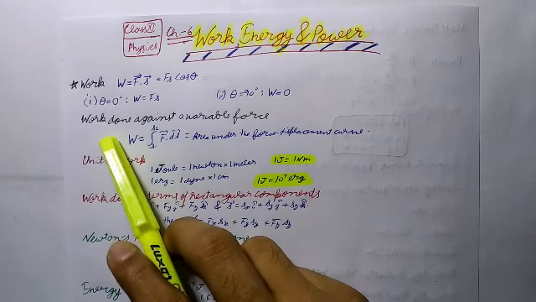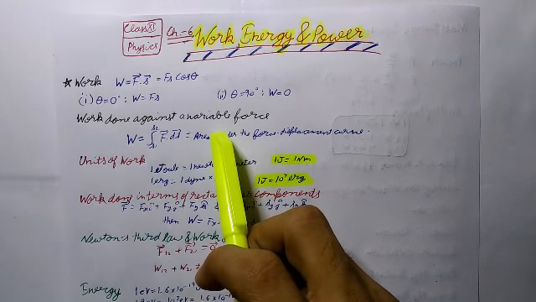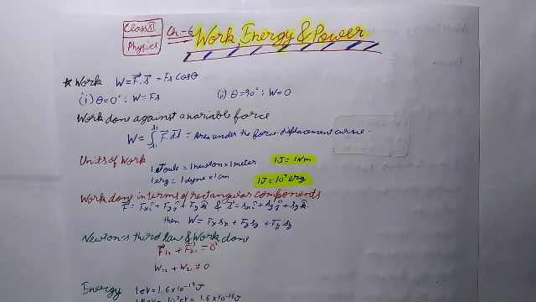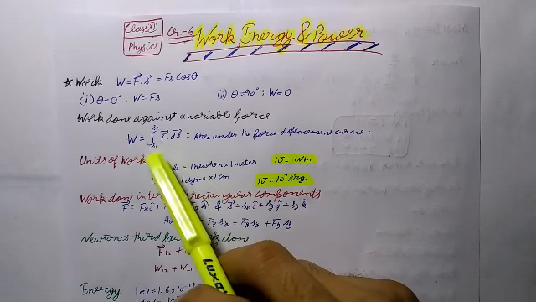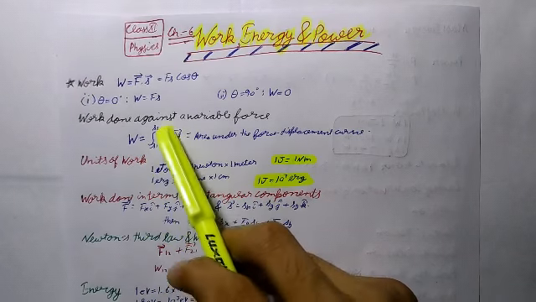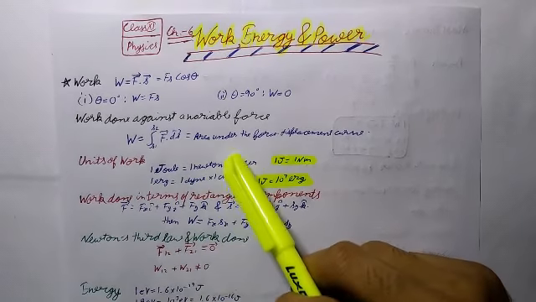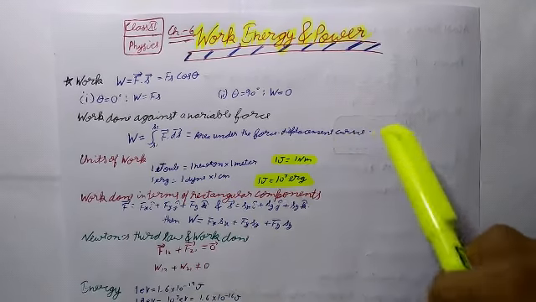And now let's understand work done against a variable force. The work done by a variable force F in changing the displacement from S1 to S2 will be equal to the integration of F dot ds, with limits from S1 to S2, which will be equal to the area under the force displacement curve.